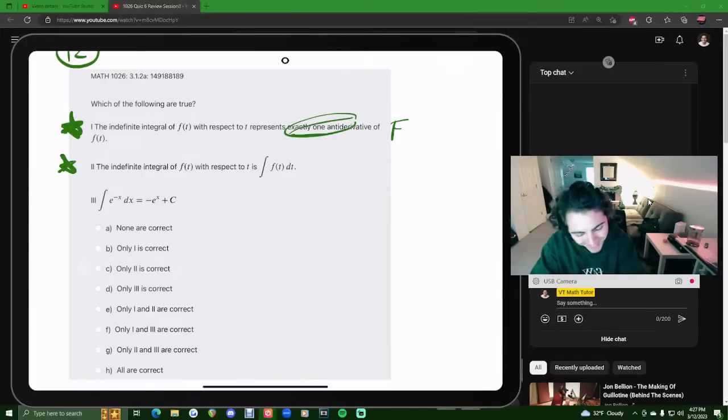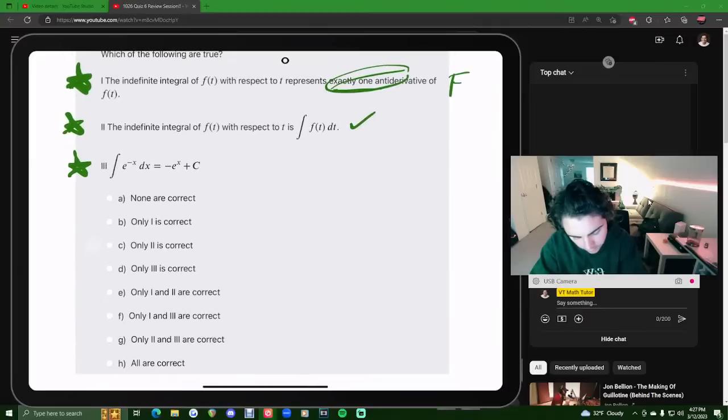Number 2, the indefinite integral of f with respect to t is the integral of f of t dt. Checks out to me. Yeah, it's kind of just throwing it in the integral sign with the dt. It looks good. Yeah, I think that's right. Number 3, the indefinite integral of e to the negative x is equal to negative e to the x.